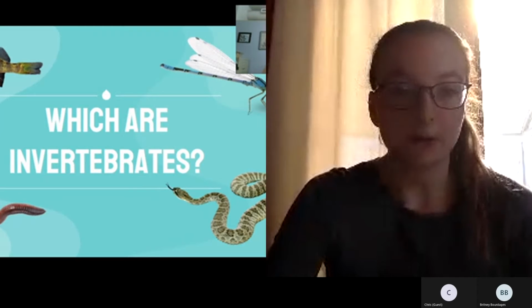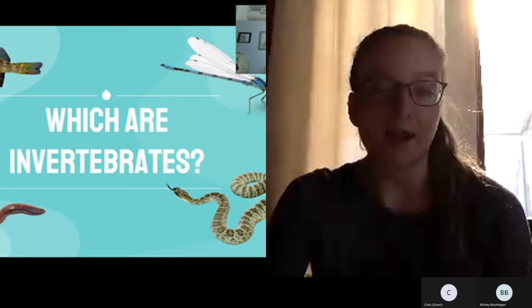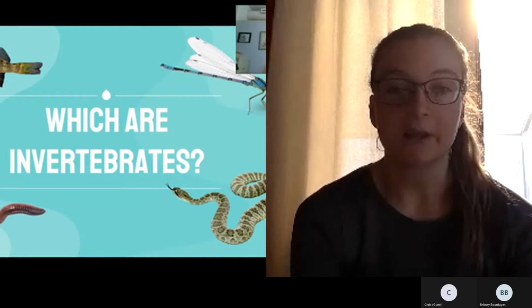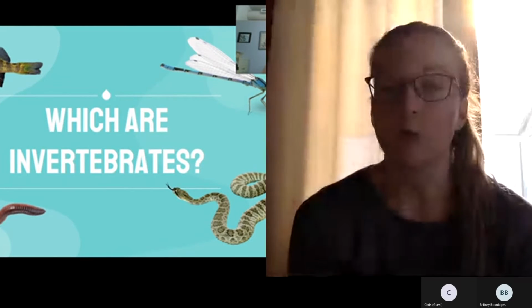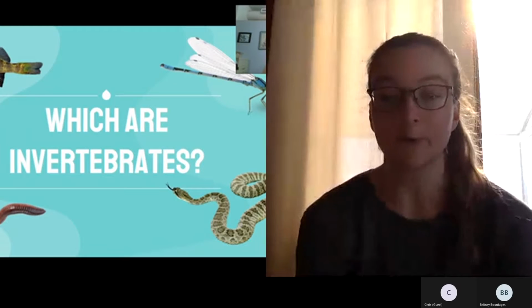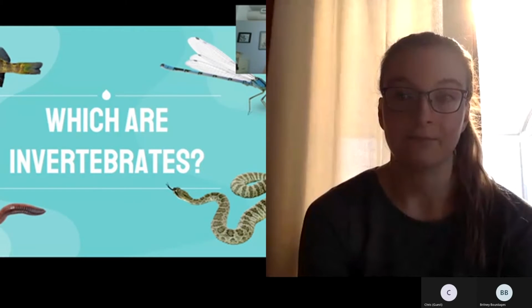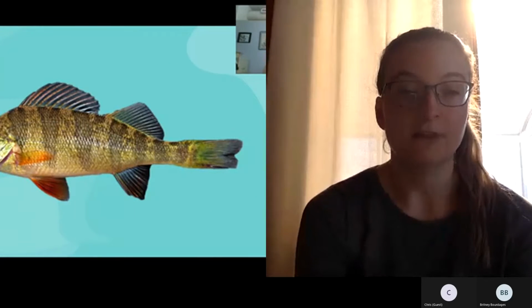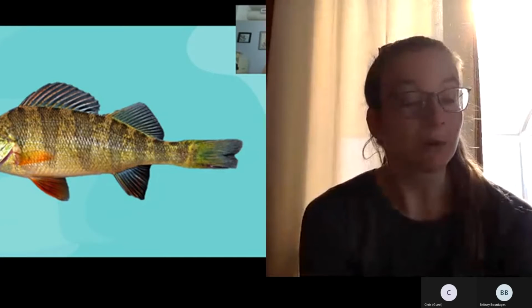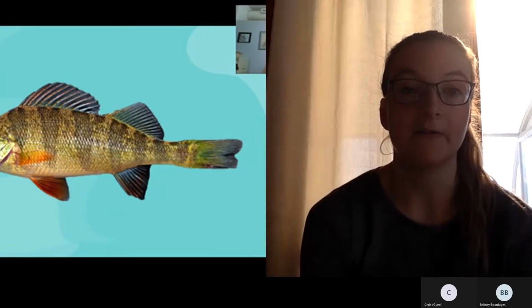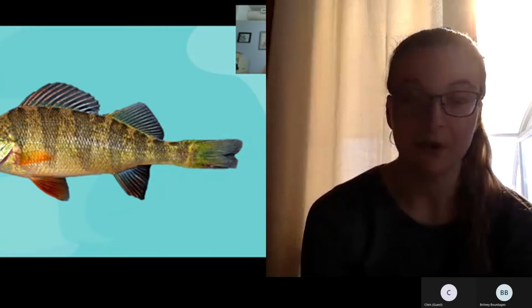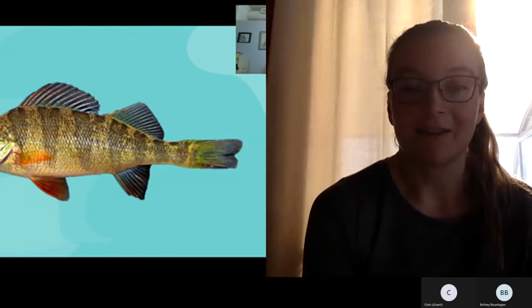We're going to do a little quiz. We're going to look at a bunch of these 4 organisms, come close up, and kind of talk about whether or not they're invertebrates or vertebrates, so whether they have a backbone or not. So this is a yellow perch. If anyone would like to tell us if it has a backbone or not, so if it is a vertebrate or an invertebrate, that's awesome. I'll give you guys just a second here.